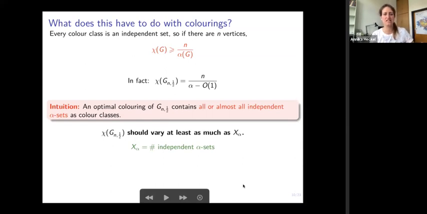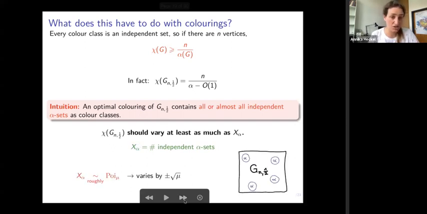And that kind of suggests that the chromatic number should vary at least as much as the number of available sets of size alpha. So I'm calling this X alpha, the number of independent sets of size alpha. And we actually know very much about this random variable X alpha. We know how much that varies.